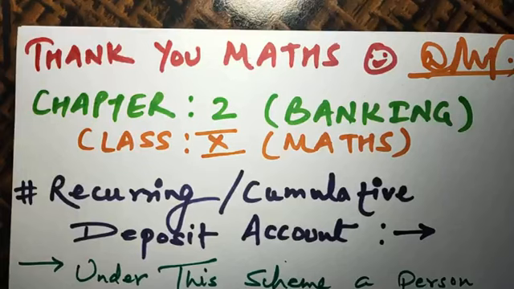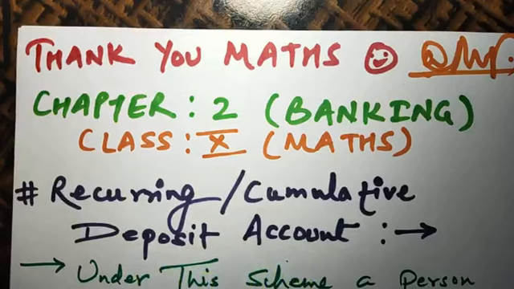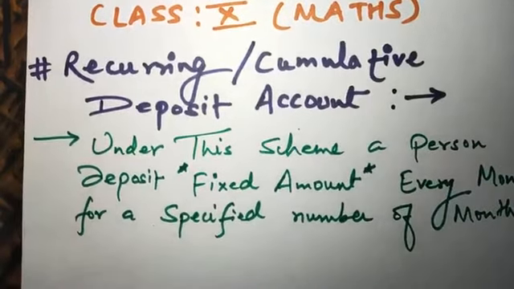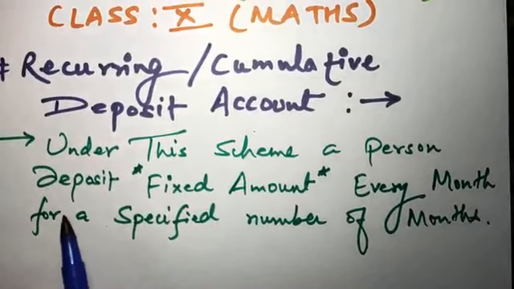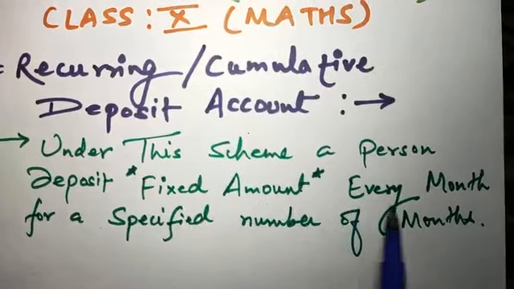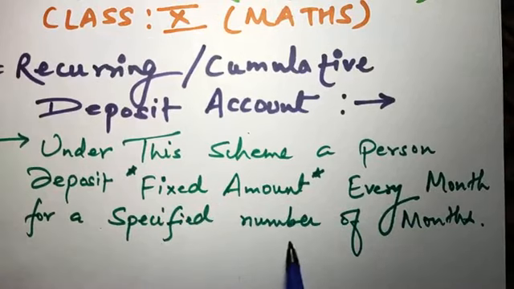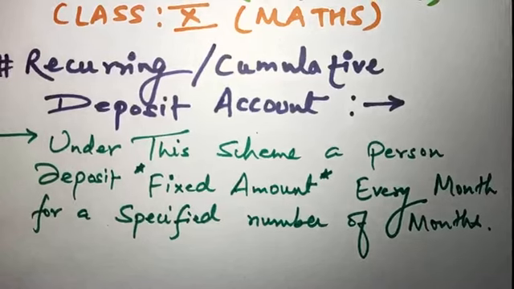So here in banking, basically four types of accounts are there, but we have to focus on only one type, and that is the recurring or cumulative deposit account. Under this scheme, a person deposits a fixed amount every month for a specified number of months. Means here the time duration is also fixed and the amount is also fixed. So we have to find or calculate the interest or the maturity value.